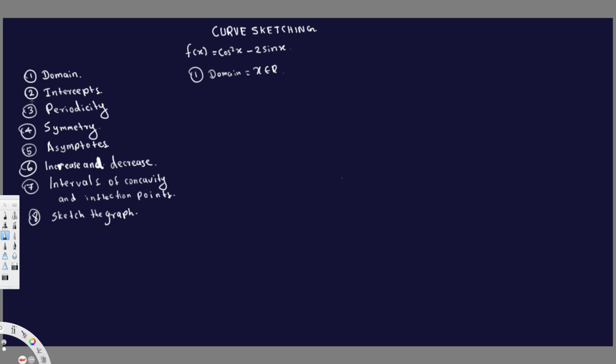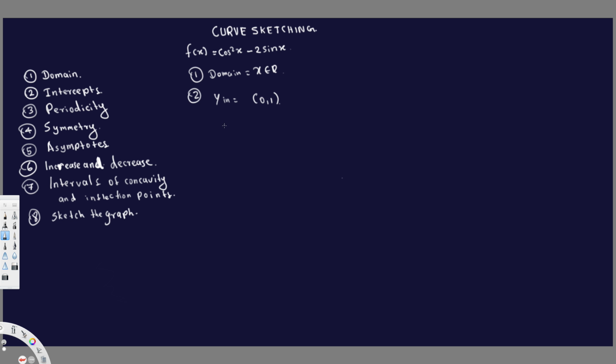And also intercepts. To find the y-intercept, I have to set x equal to 0. If I set x equal to 0, cos 0 is 1, so 1 squared is going to be 1. And 2 sin 0 is going to be 0. Therefore, when x is equal to 0, y is equal to 1, so the point is (0, 1). This is the point of the y-intercept.